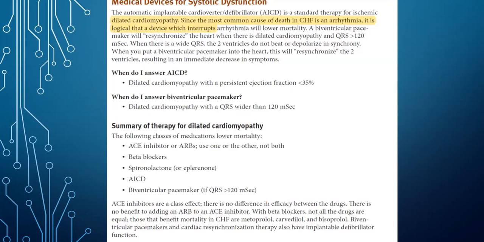Now there is one other thing. If a patient has a persistent ejection fraction less than 35 with dilated cardiomyopathy, that patient can be a good candidate for a medical device, which we call an automatic implantable cardioverter defibrillator. This is a standard therapy for dilated cardiomyopathy, because a patient with dilated cardiomyopathy with a less than 35% ejection fraction has a very high chance of sudden cardiac death. So to prevent that, it's a good idea to put the patient on this device. Okay?